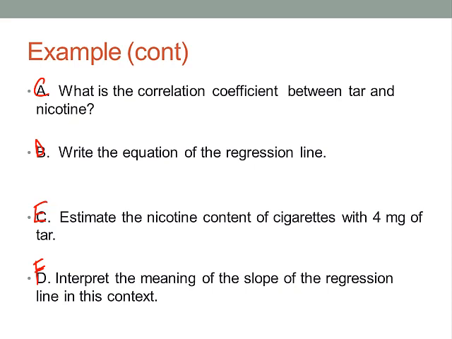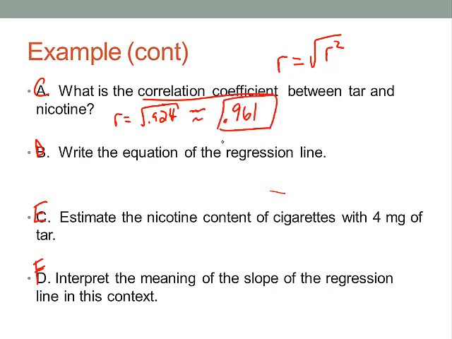We're just interpreting here. So what is the correlation coefficient between tar and nicotine? Now remember what the correlation coefficient is. I'm not going to always tell you to find the correlation coefficient, comma, r, but that's what it is. It's r, and r is equal to the square root of r squared. We've got r squared is 0.924, so r is the square root of 0.924, and we get approximately 0.961. So a very, very strong positive correlation between tar and nicotine.